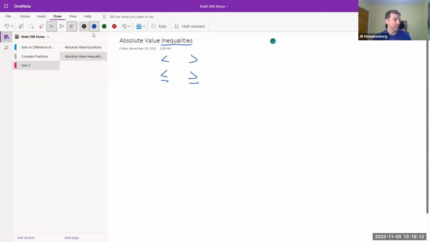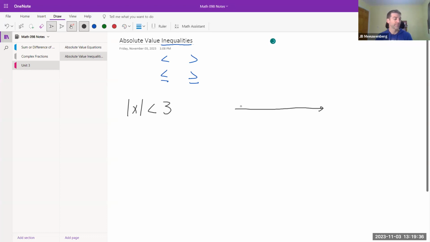So let's start off simple. We're going to solve and draw on a number line the absolute value of x is less than 3. We're going to start with the number line so we can think about what this looks like. Let's first talk about the meaning. Absolute value means distance from 0.